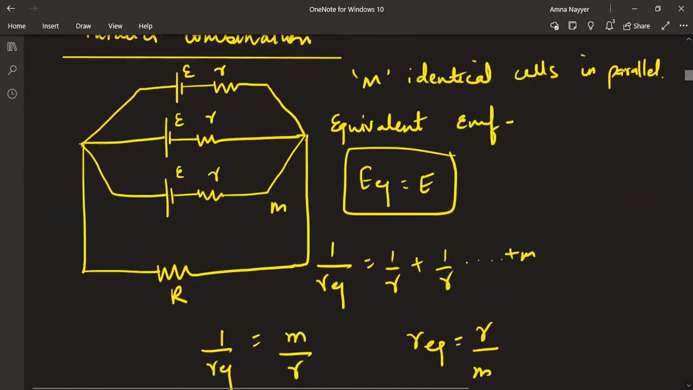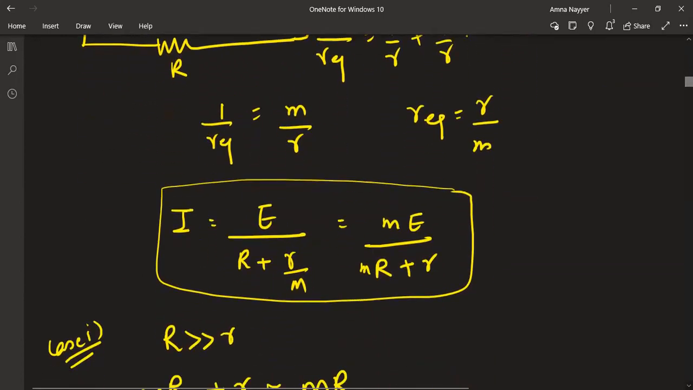Fine, then you have parallel combination. In parallel combination, equivalent EMF will remain E. Why will it remain E? Because it is in parallel combination. So current divides, but voltage does not get divided. So here, if m number of cells are present, then your formula becomes I is equal to mE divided by mR plus r. m into capital R plus small r.